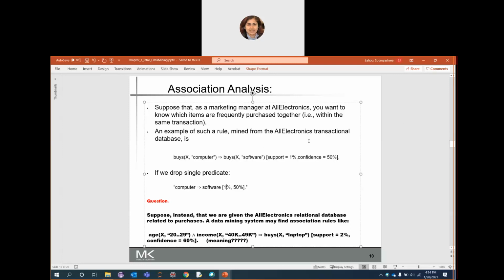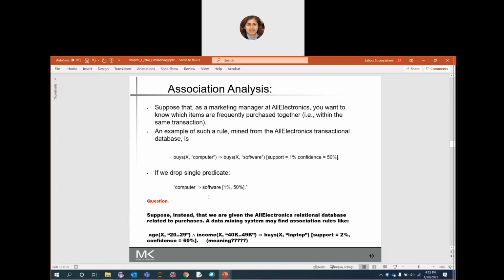So a support of 1% means what? It means that 1% of all the transactions under analysis have the computer and software purchased together. So these are the two metrics which determine the frequent item sets which are supposed to be generated together. Basically, in this case, the frequent items which are purchased together.